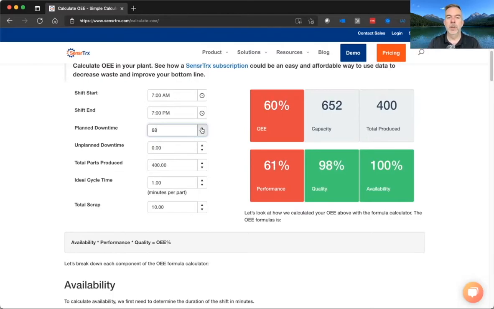So availability is not affected by planned downtime, but what is? Performance. We'll look at why when we get to the performance calculation. What does adjust your availability calculation is unplanned downtime. So if I put in 30 minutes of unplanned downtime, now it drops my availability down to 95%, and I can adjust this around to get different values, right? Now I'm down to 91%. Performance continues to adjust, which is super interesting, right? So performance goes down when you remove unplanned downtime. When you add unplanned downtime, it goes up. Super interesting. We'll talk about why soon.